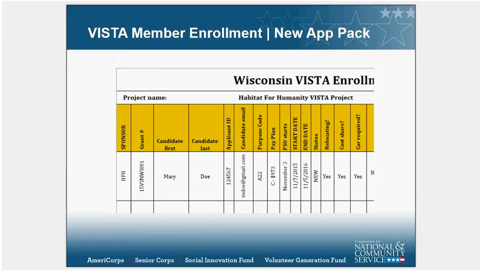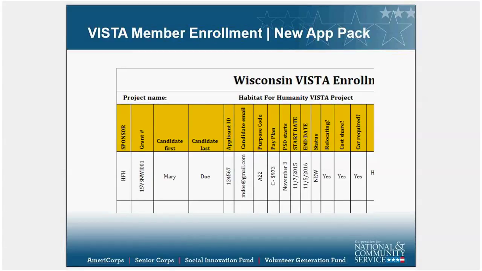So when you're filling these out, we are asking that you guys include your sponsor name, so organization name, your grant number, candidate name, the application ID you can get from that VISTA member's application, their email, and then the purpose code is going to be whether they're a cost share, a standard, a grant VISTA, and so forth. The definitions for each of the purpose codes is on the spreadsheet.